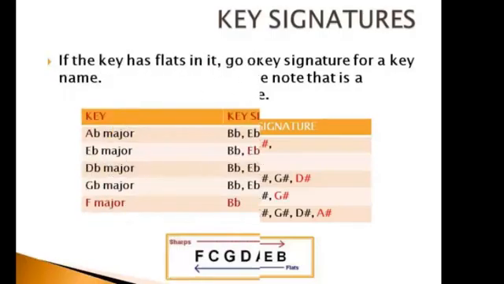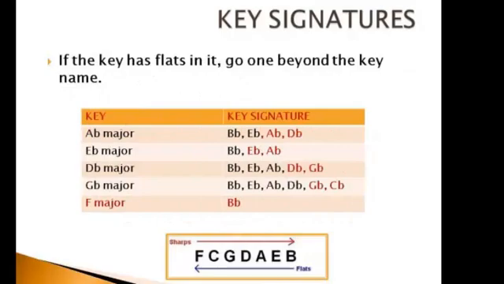If the key has flats in it, then you're going to add a flat. So A flat major would have B flat, E flat, A flat, plus one more flat, which would be D. Battle ends and down. E flat major would have B flat, E flat, and then add one, A flat. Battle ends and. D flat major would have B flat, E flat, A flat, D flat, and add one more, G. Battle ends and down goes.